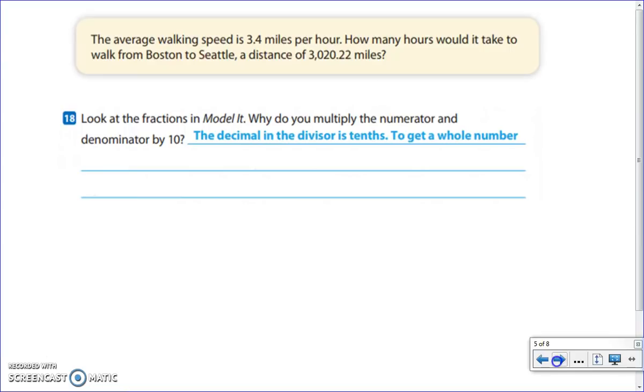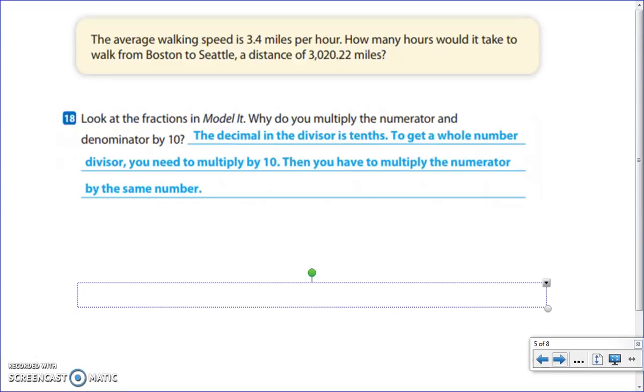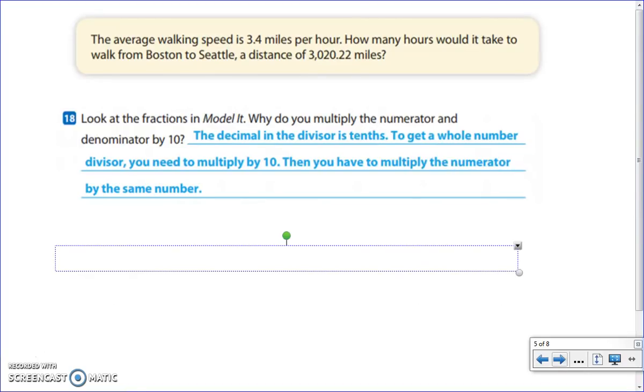The decimal in the divisor is tenths. To get a whole number, we need to multiply by 10. Then you have to multiply the numerator by the same number, of course, to keep the fractions equivalent.